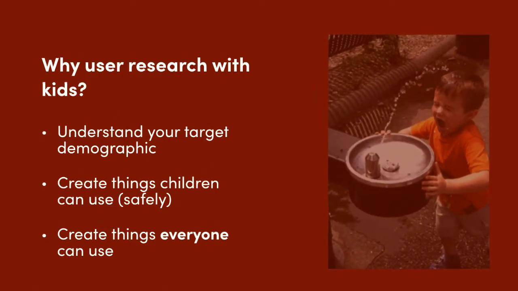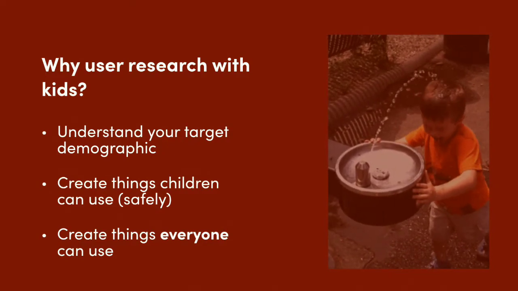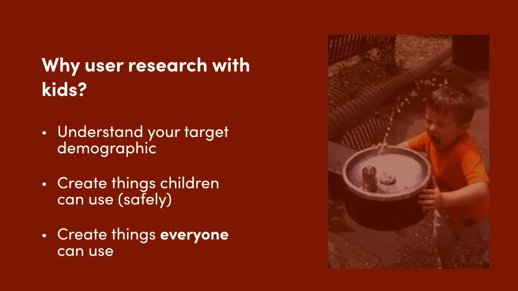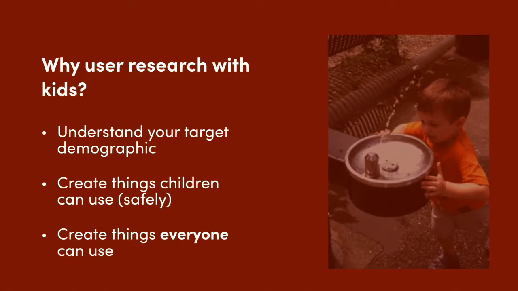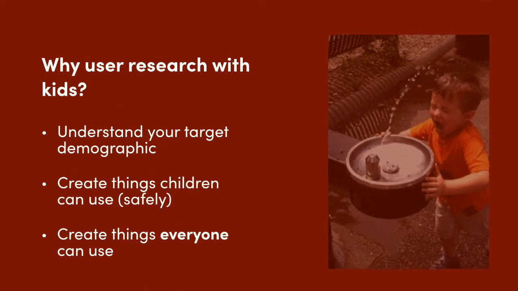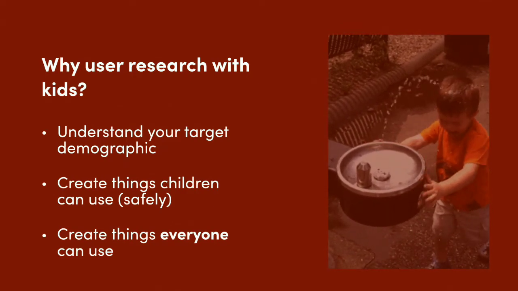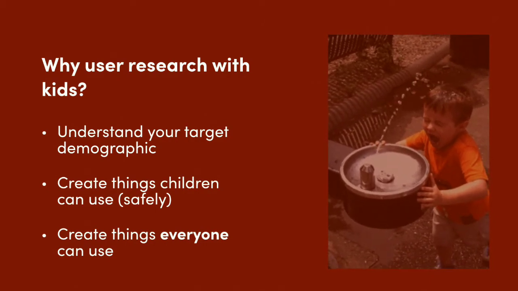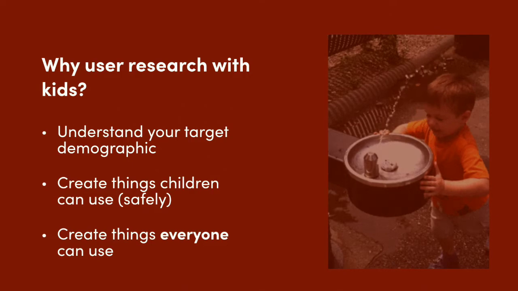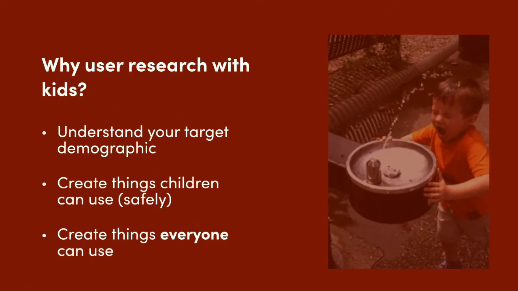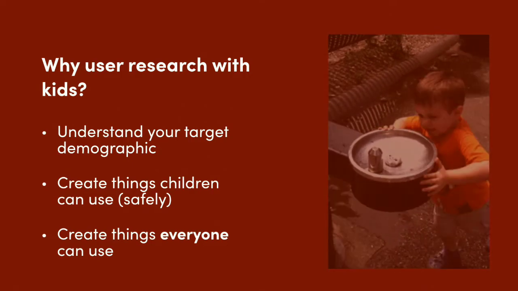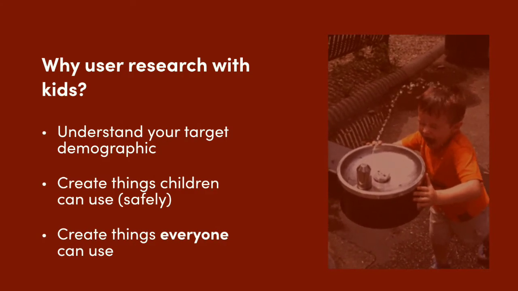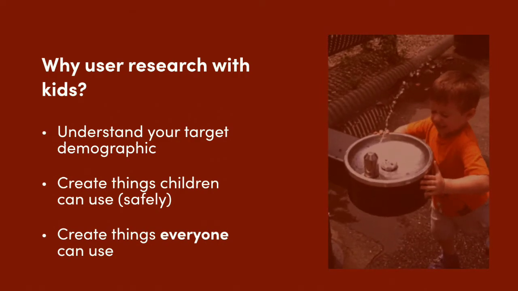And then there's also a side effect of testing with kids where if you make something so easy that a kid could use it, you inadvertently also make it easy enough for everyone to use it. So this might be a regular adult who's using your product but is distracted maybe and not really focusing on your interface. It could be someone who doesn't read or speak the language of your product very easily. Or it could just be someone who's got a physical or a cognitive impairment. By making sure that a kid could use this product, you also inadvertently make it a little bit easier for everyone else to use it.